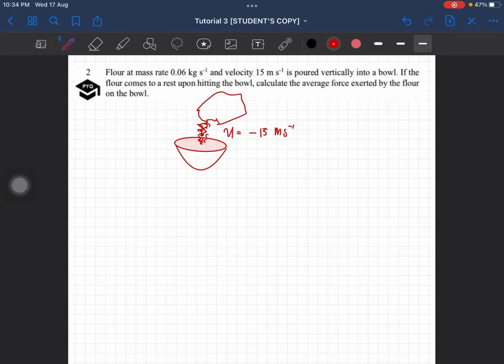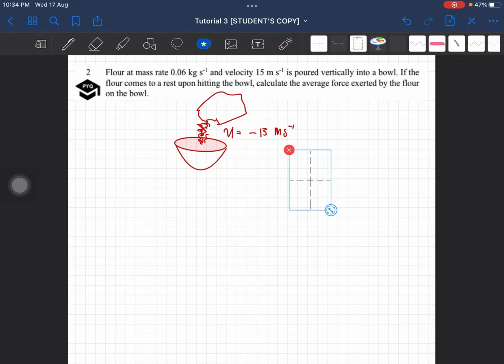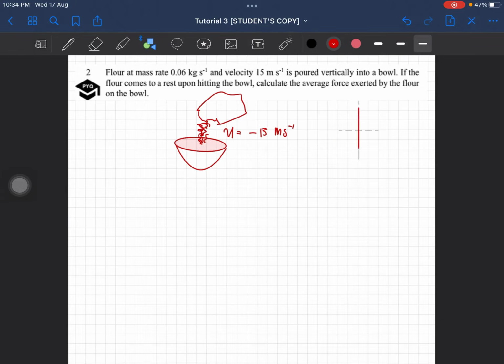Okay, please remember we have a sign convention. So anything that is going up should be positive, and then this one will be negative. To the right is positive, to the left is negative. Okay, so that is our sign convention.